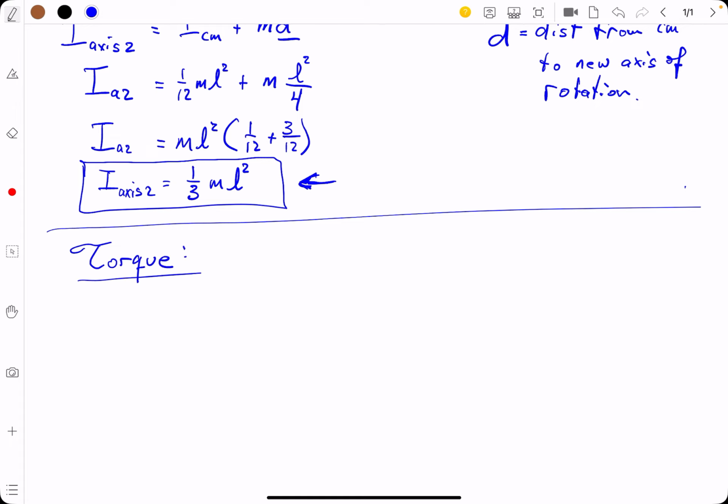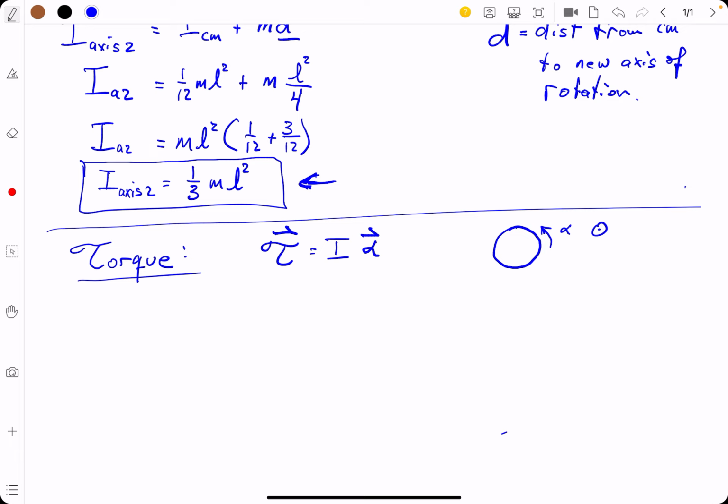So torque, what do you know? Torque is a vector. It equals I, which is a scalar, times alpha, which is a vector. Now, we've already talked about the directions of vectors. So if alpha is going in this direction, then alpha is out of the page. Okay?